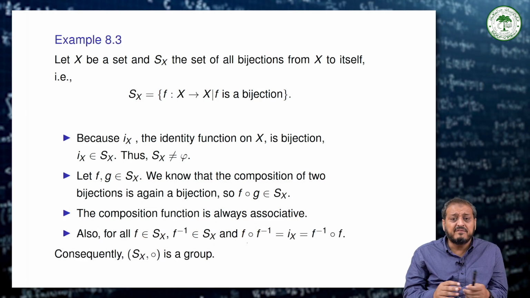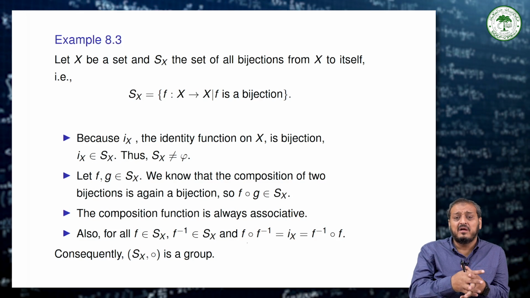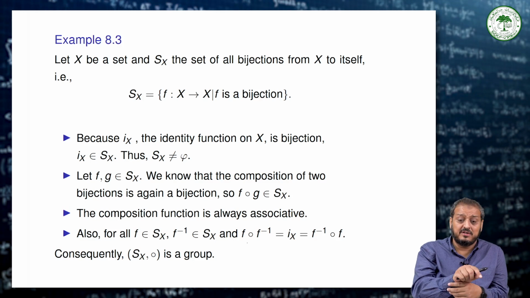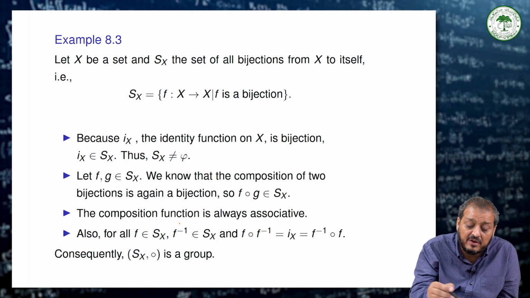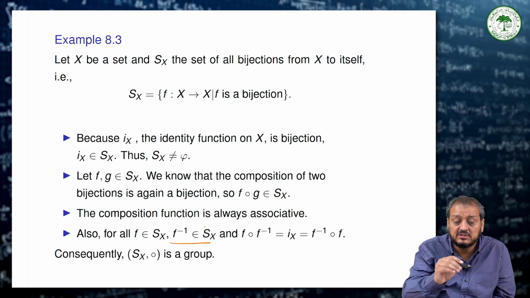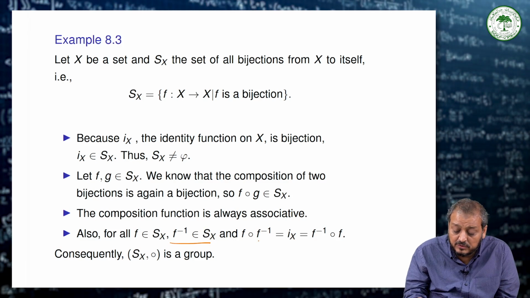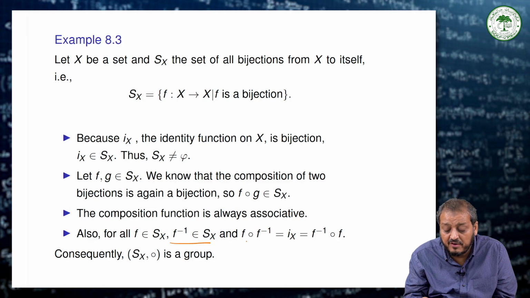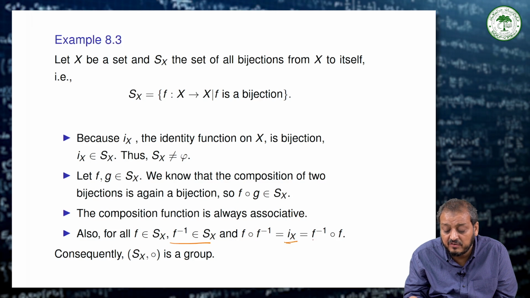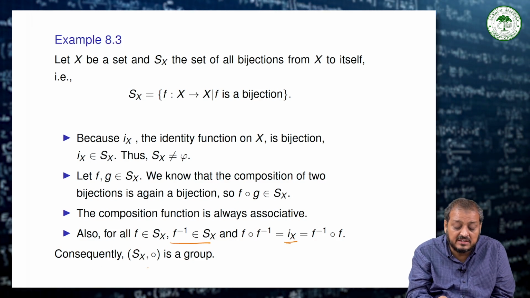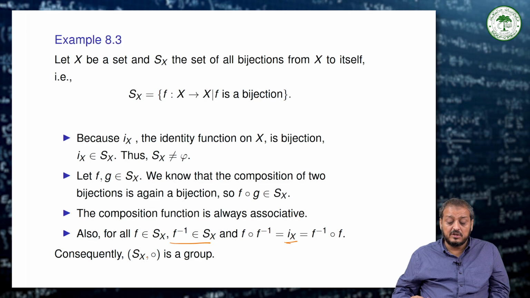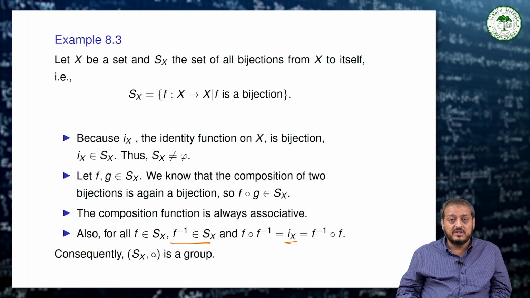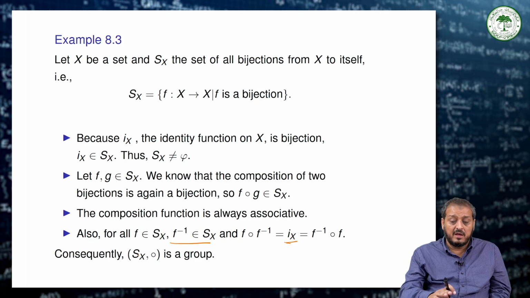Now f is an element of S of X, a bijective function, so its inverse is also bijective. So f inverse is also an element of S of X, and f composition f inverse is always giving the identity function. So this means consequently S of X under the composition of functions forms a group.